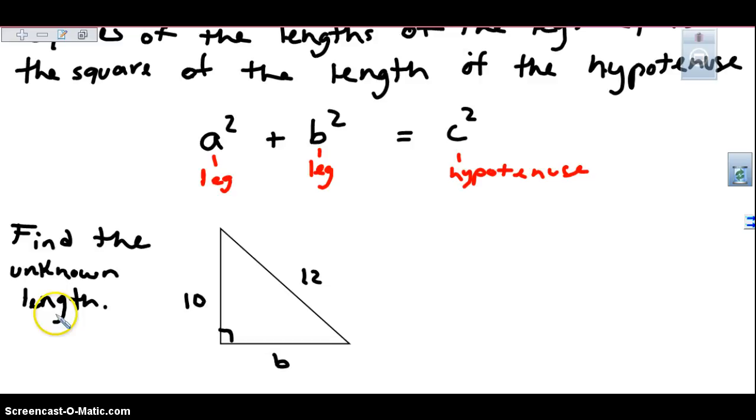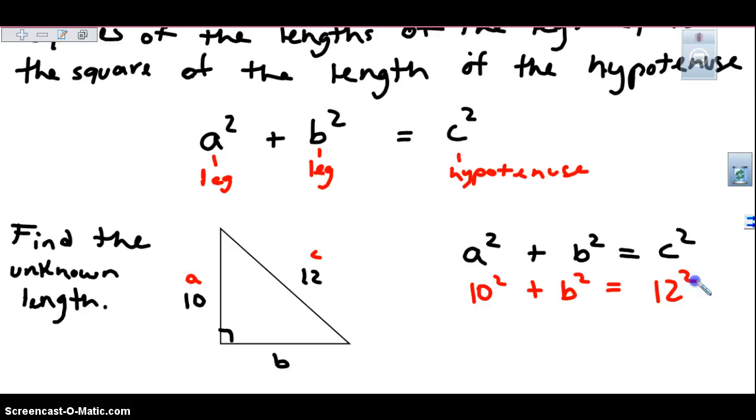If we have to find the unknown length, and we have this right triangle where we know that one leg is 10, we know the hypotenuse is 12, and we don't know the other leg, we know that the Pythagorean theorem says that the square of one leg plus the square of the other leg is equal to the square of the hypotenuse. So that means that right here we could say 10 is equal to A, B is B, and 12 is C. So if we substitute into the equation, we could say 10 squared plus B squared has to equal 12 squared.